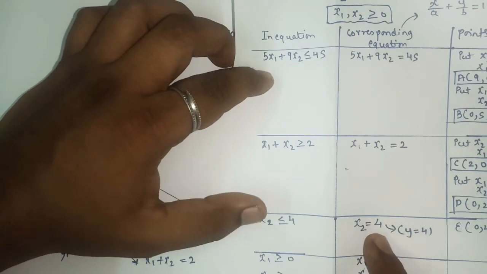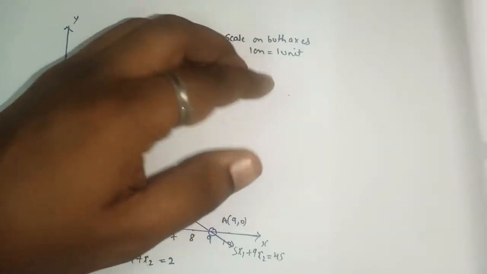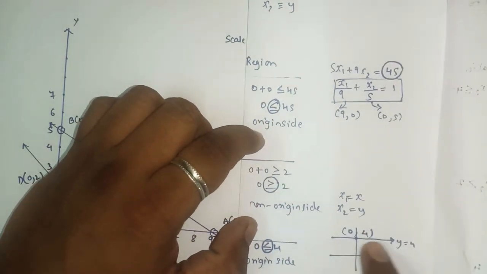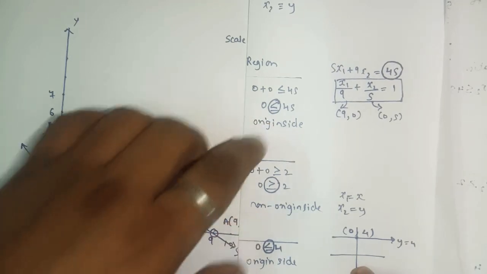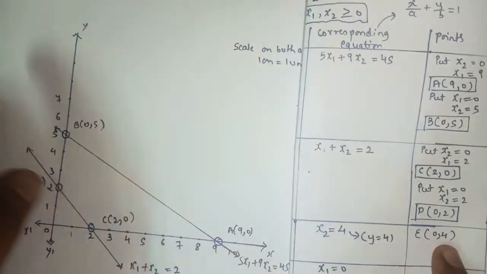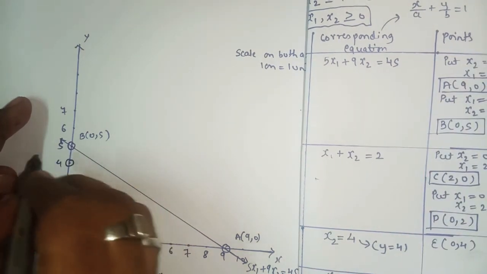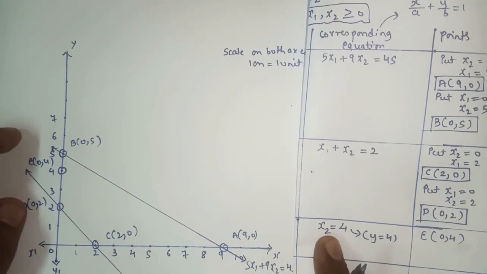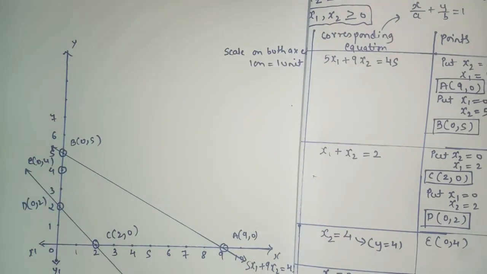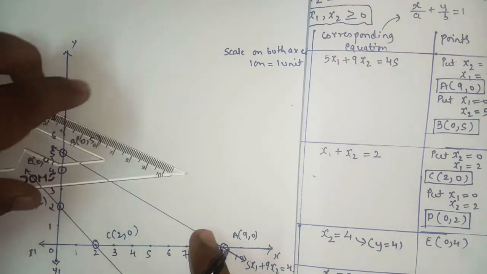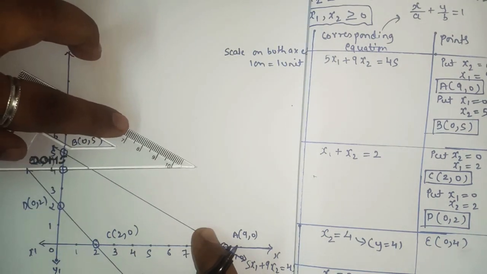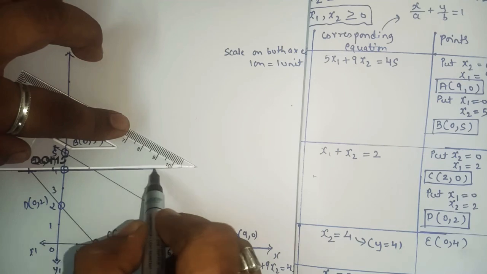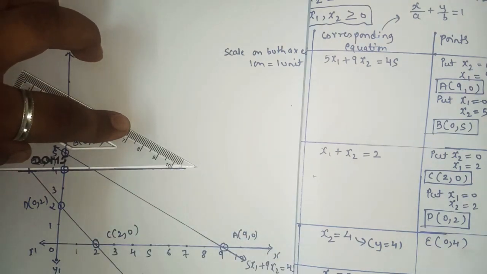Now the third one is x2 equal to 4. As I told, x1 is x and x2 is y. It means the line will pass through y and it will be parallel to the x-axis. So here we have 0 comma 4. So that E will come here, 0 comma 4. As here if we have only one variable, that means a linear equation in one variable, so the line will pass through the y-axis. Yes or no?